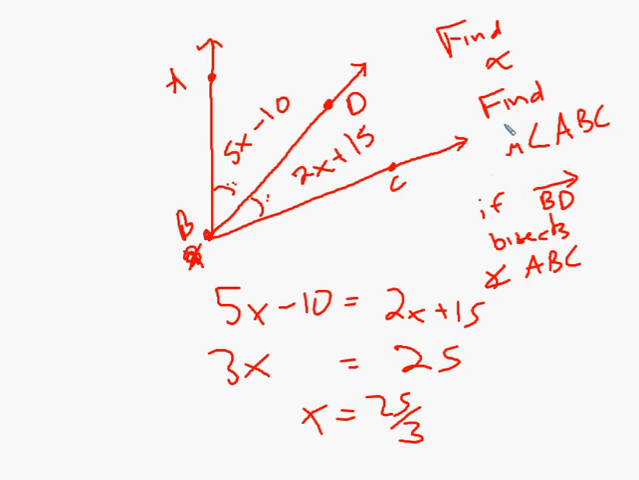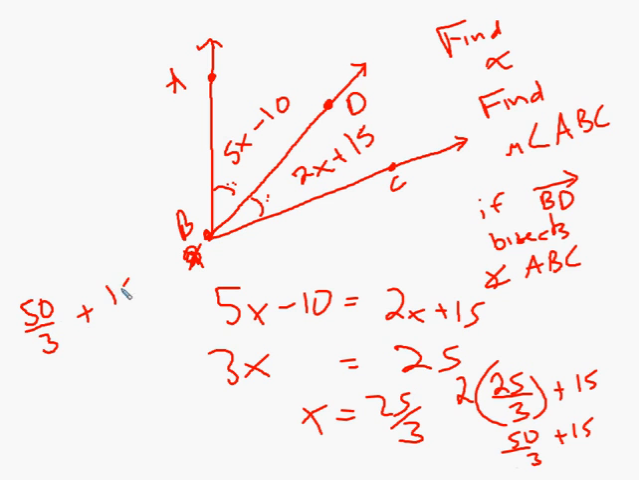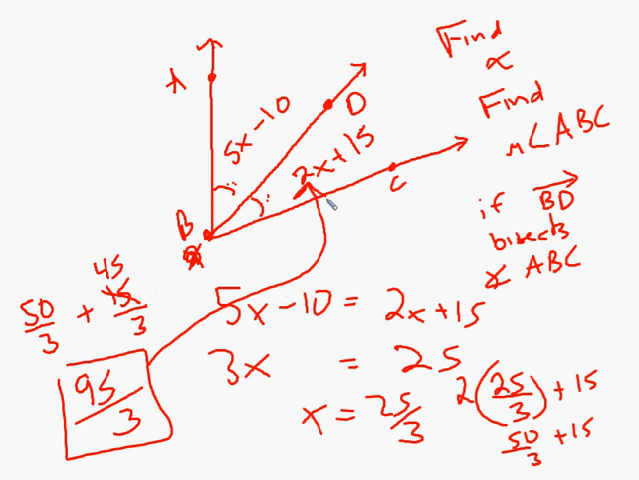What do we do with this in order to find the measure of angle ABC? Plug it into the 5x. We plug it into either one of these. It doesn't matter which one, I'll plug it into this one. So that'll be 25 thirds times 2 plus 15. So that's 50 over 3 plus 15. How do I add 50 over 3 to 15? I need a common denominator. Multiply by 3, I should get 45. So I get 95 thirds. That's the measure of that angle.